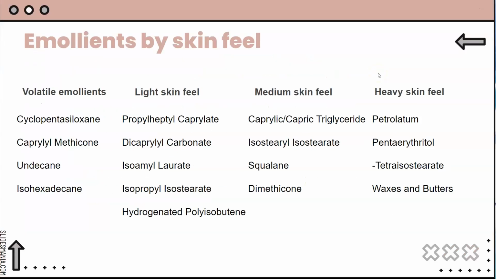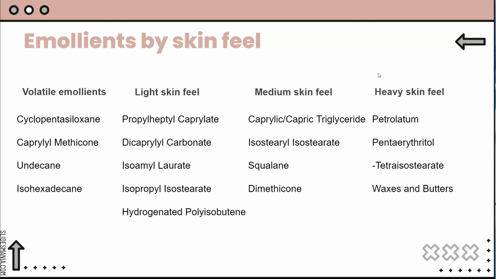Emollients can also be classified based on the skin feel that you want your emulsion to have. Let's say you want to make an emulsion that is very refreshing or hydrating, something that feels like cooling water when it hits your skin. Then you'd want to use volatile emollients like cyclopentasiloxane, capryl-methicone, undecane, tridecane, or isohexadecane. These emollients have really fast evaporation in the skin. That's why they can give sort of this cooling effect when you use them in your emulsions.